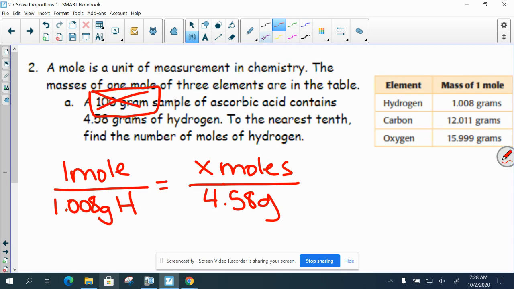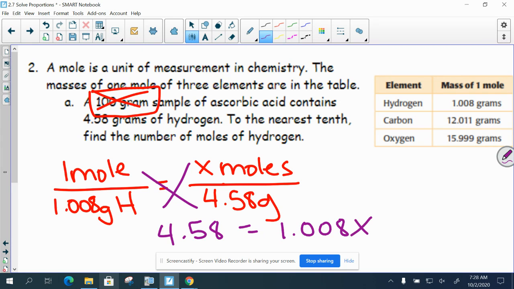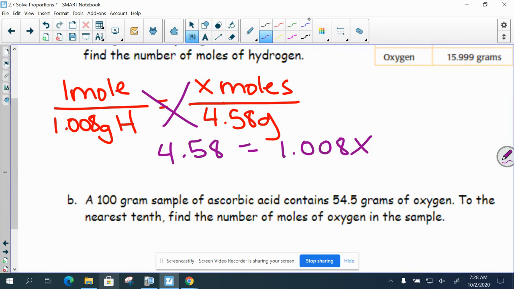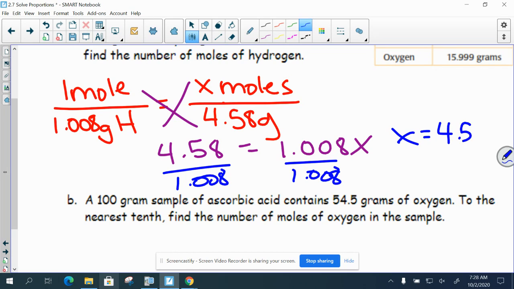All right, so let's use the cross product to solve. So 1 times 4.58 would be just 4.58. And then this would be x times 1.008, so 1.008x. Divide both sides by 1.008. Type that in your calculator, and you get 4.5 moles. Make sure you include units.